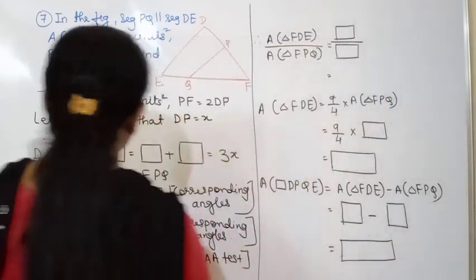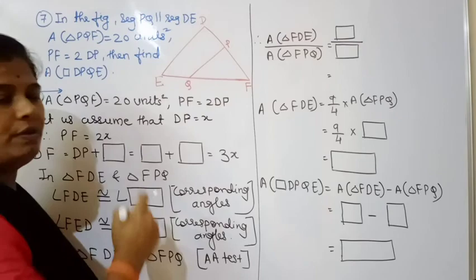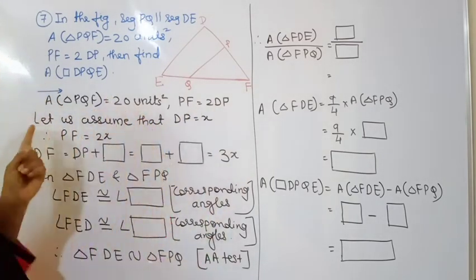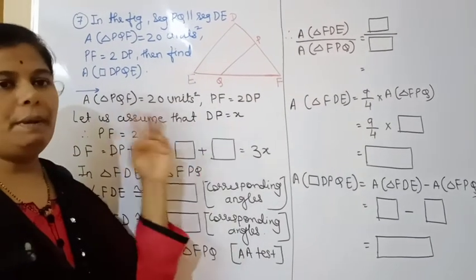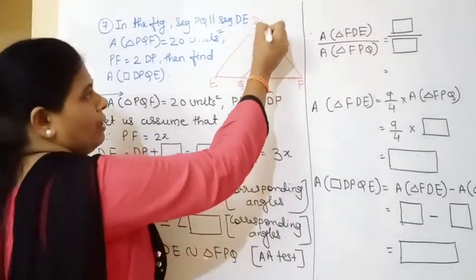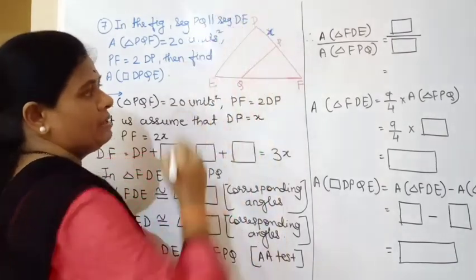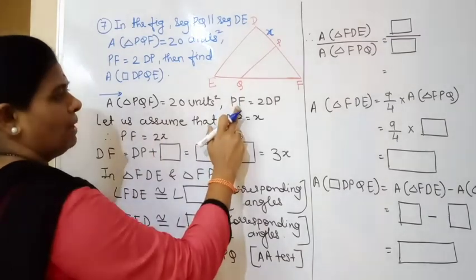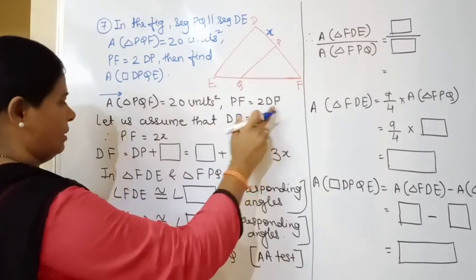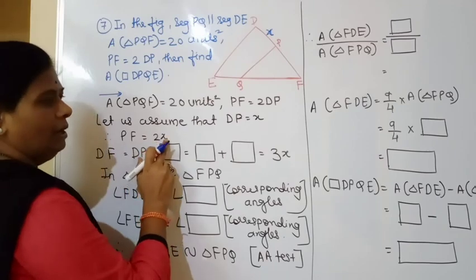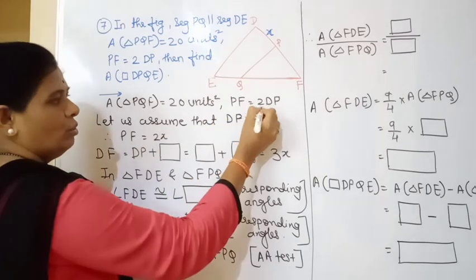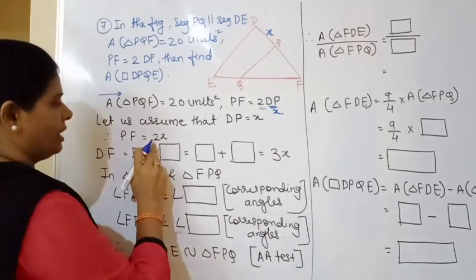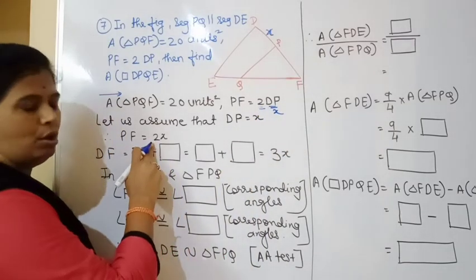So you can see here it is given area of triangle PQF is equal to 20 units square. PF is equal to 2DP. Now see, let us assume that DP is equal to X. Okay. So what we have to assume is that DP is X. Now as DP is X, they have given PF is equal to 2DP. So PF will be 2X, because here 2 is already given and we have assumed DP as X. So I have written here PF is equal to 2X.